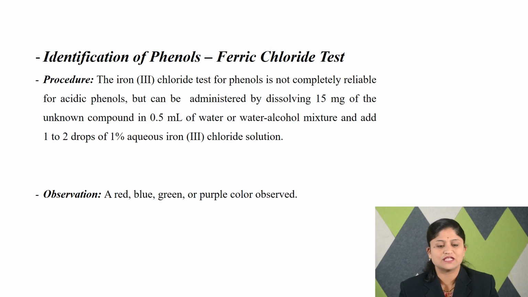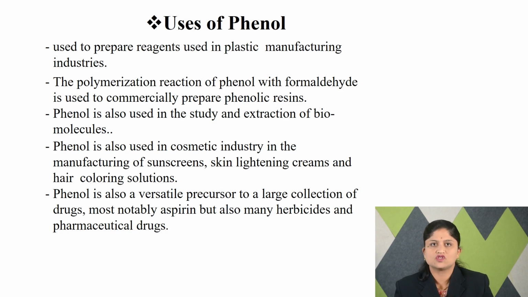Now, the procedure for this particular test is as follows. Take 15 grams of the compound, because we don't know whether a phenolic compound is present, add a small amount of water, that is 0.5 ml, and 1 to 2 drops of 1% aqueous ferric chloride solution, that is iron chloride solution. And the observation: if a phenolic functional group is present, we get colors such as red, blue, green and purple, depending upon the concentration of the phenol nucleus present in the given structure.